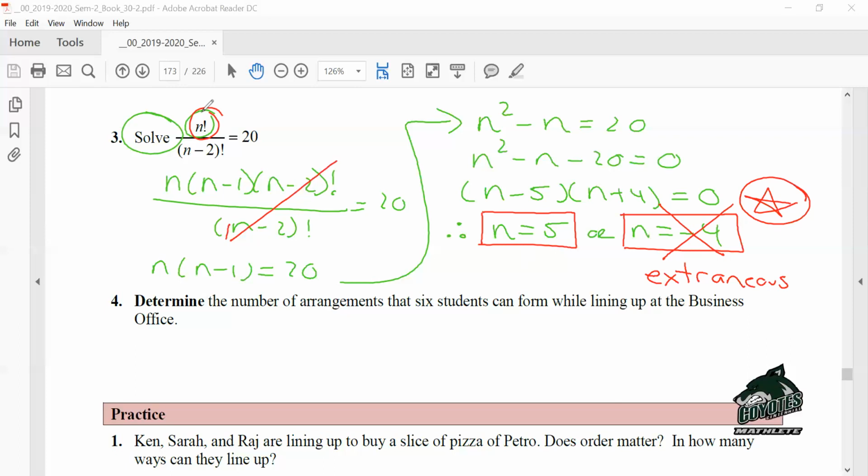Okay, last question. Determine the number of arrangements. Hey, there's that word again, meaning order matters, that 6 students can form while lining up. Order matters because I can tell if I'm at the front of the line or the end of the line. So I can write this in several ways. I can do fundamental counting principle, or I can write this in factorial notation, or I could say that's 720 ways. One of the things we want to work on as we go through this unit is being able to write our answer in different ways.